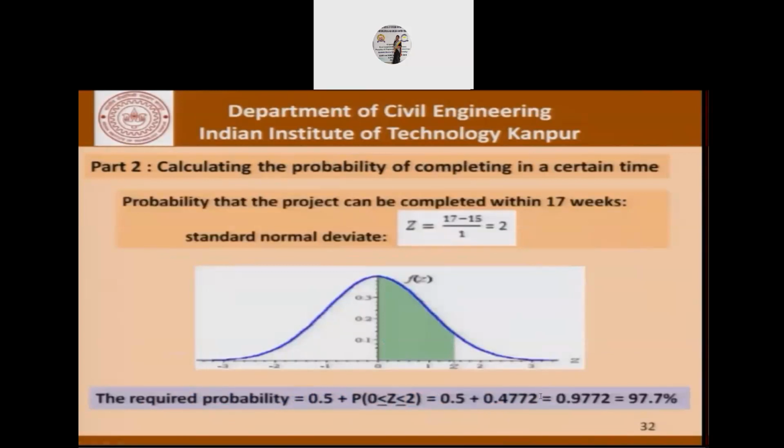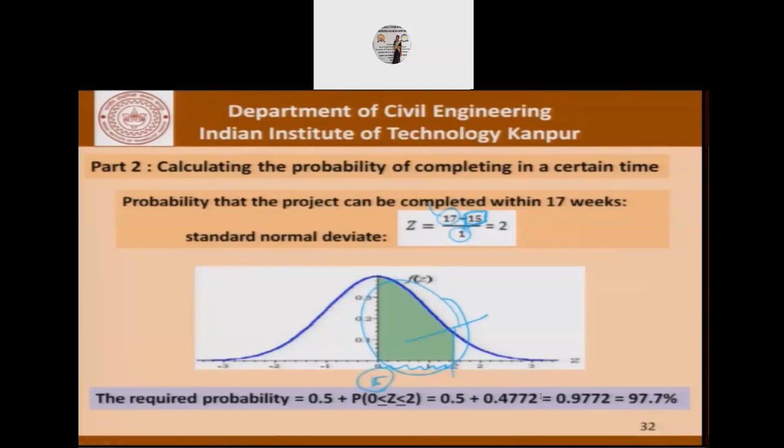Now with this calculation, we go to the charts and tables relating to how this area is related to the number of standard deviations that you go away from the mean. So if you do this exercise for this particular project, here we have 15, here we have 17, and here we have 1. 17 is our target. We want to find out the probability associated with completing the project in 17 days, which is higher than 15, which is the most likely time of completing this project.